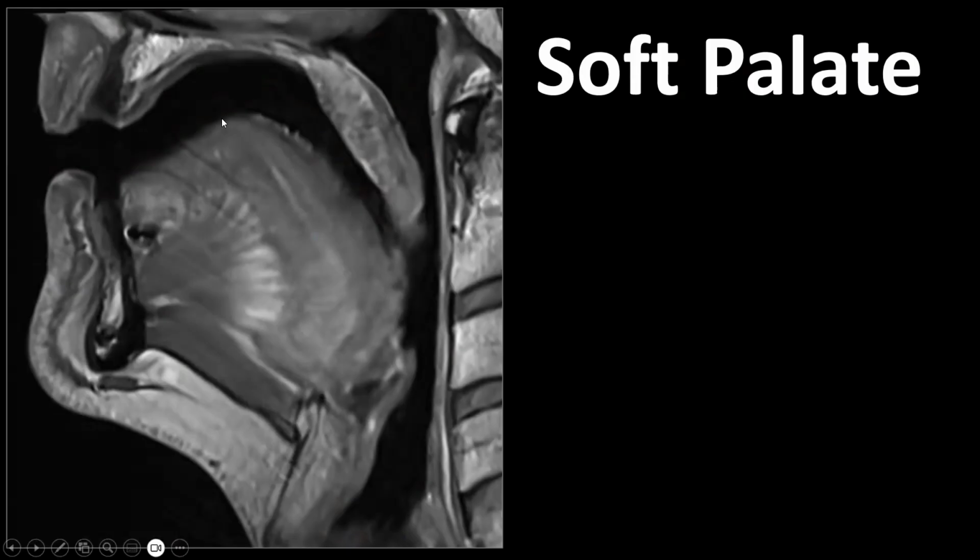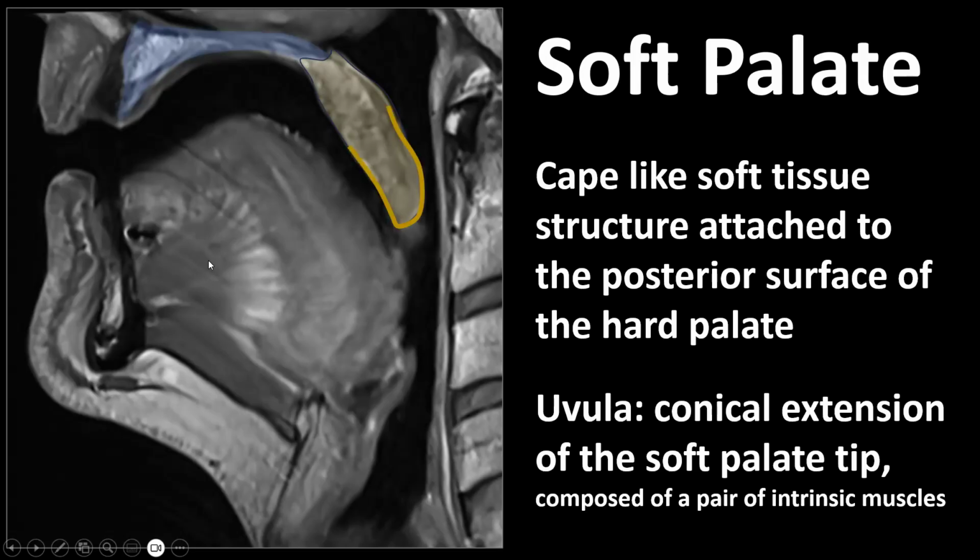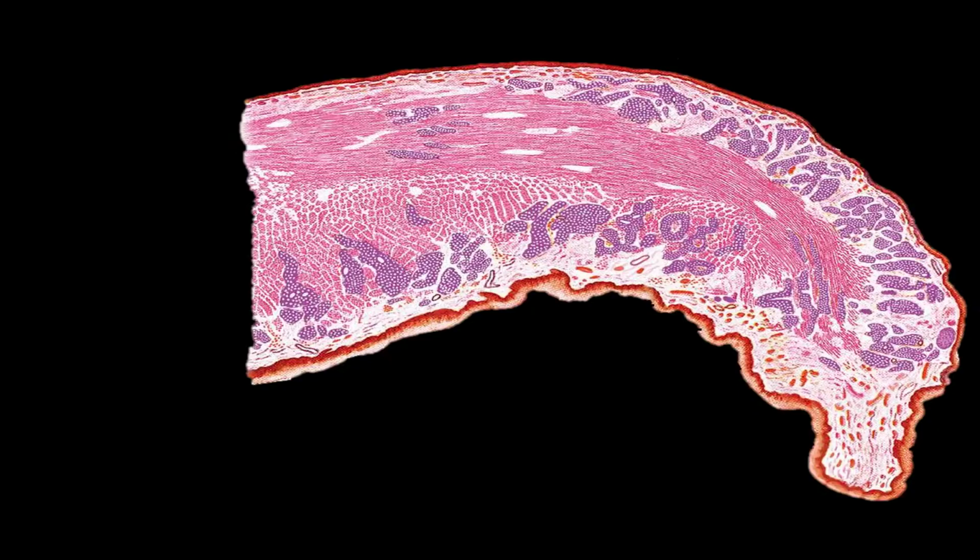What is the soft palate? Well, the soft palate is basically a soft tissue structure hanging at the back of the hard palate. The hard palate is a bony structure. It forms the superior surface of the oral cavity. And then we have the soft palate, which is a cape-like soft tissue structure attached to it. The uvula is basically a conical extension of the tip of the soft palate, and it is composed of two intrinsic uvular muscles called the uvular muscles.